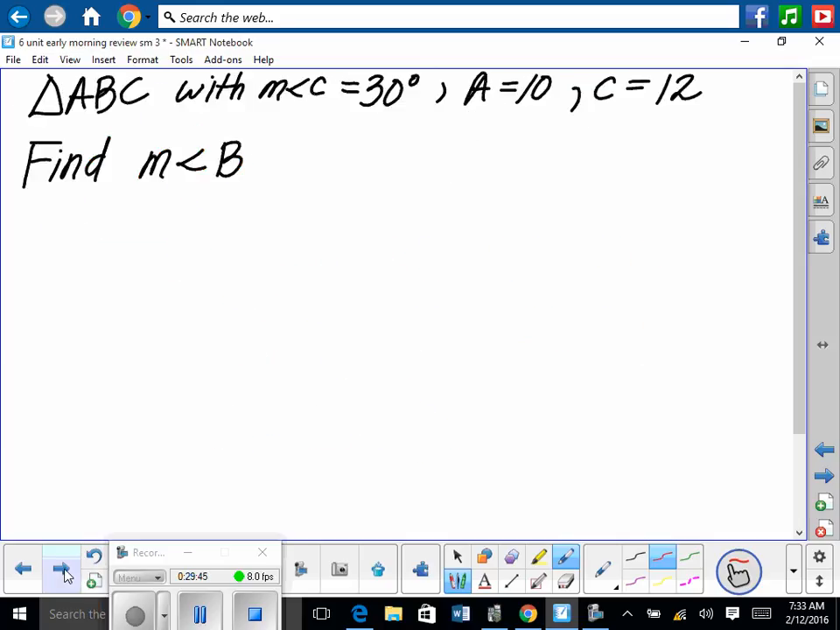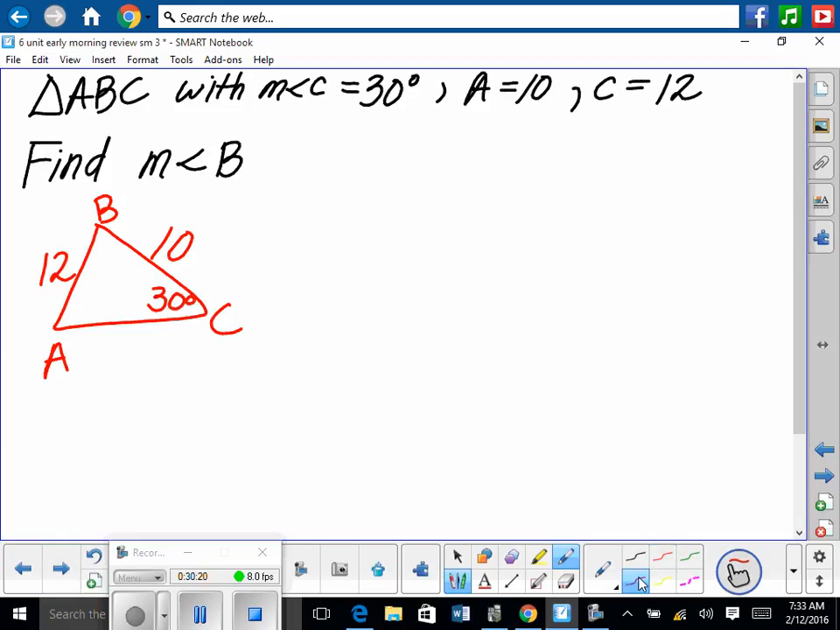Okay, triangle ABC with the measure of angle C is 30, and A is 10 and C is 12. Find the measure of angle B. So we're going to draw a picture, and you can decide, am I going to use law of sines or cosines? You got to use the correct one. So ABC. So the measure of angle C is 30 degrees. And then side A is 10. Side C is 12. So we look at it and we say we have an angle and two sides, right? Where the side across from the given acute angle is larger than the other given side. We are using the law of sines, right?